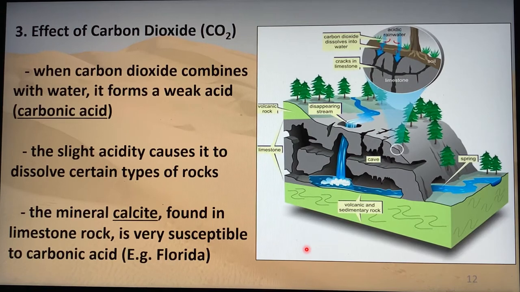But if you were able to test the acidity, or the pH, same thing, before and after you blew into the glass, you would see that just because you blew in it, the carbon dioxide in your breath turns the water slightly acidic. Now, it's only slightly acidic, so it can only dissolve certain types of rocks. But rocks with a mineral called calcite, which is found in limestone, are very susceptible to carbonic acid, meaning carbonic acid will react more readily with those types of rocks.